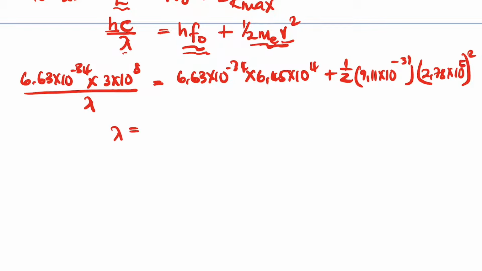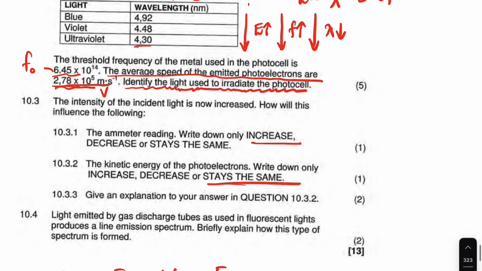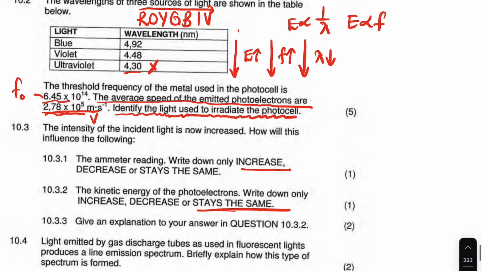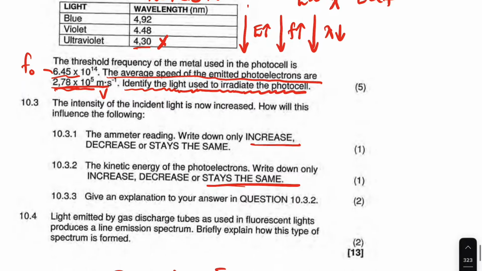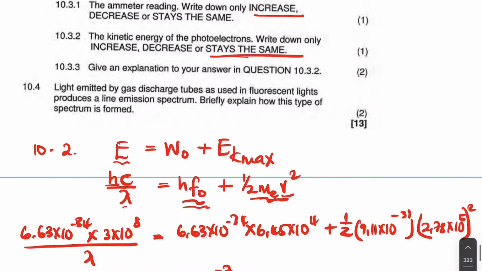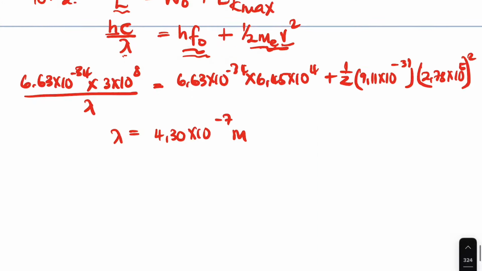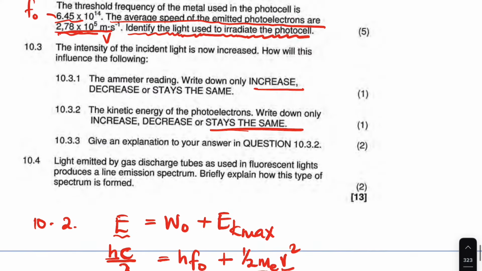So our wavelength there is going to be 430 times 10 to the power negative 7 meters. Your answer must be in 2 decimal places. So which one does it correspond to? Obviously, the ultraviolet, right? It corresponds with the ultraviolet there. And then if it corresponds with the ultraviolet, it's 4.3, right? Then it corresponds with that. And then let's go to the next question.